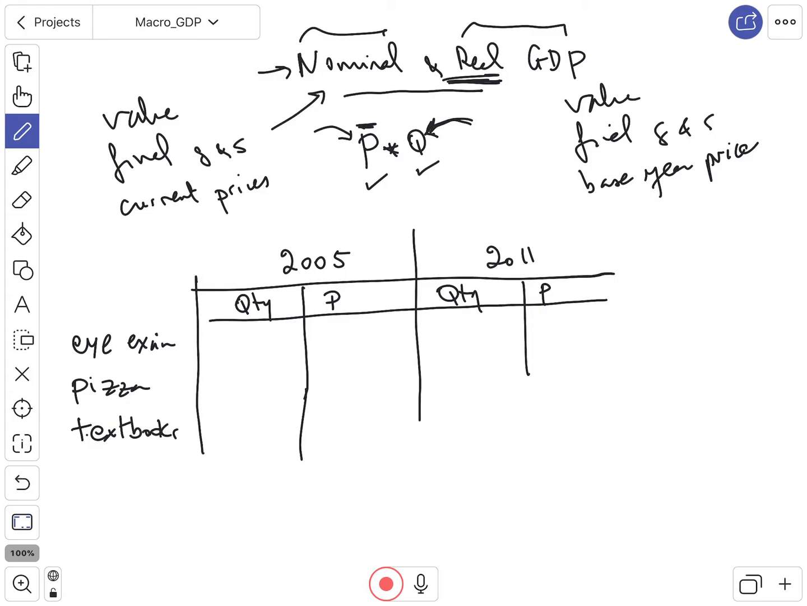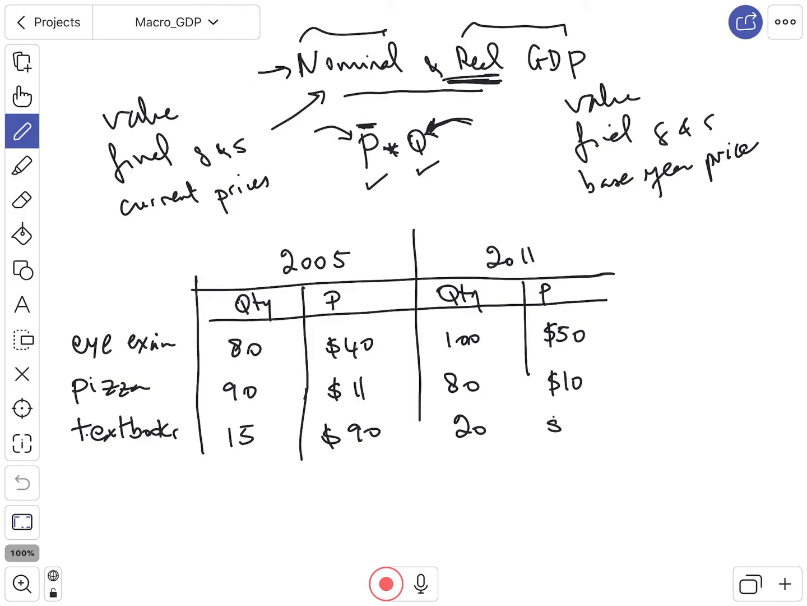Suppose the production in the whole economy, a very simple example, is 80 units, 90 units, 15, and the prices are $40, 11, 90. In 2011, the production is 100 units, 80 and 20, and the prices are 50, 10, and 100.